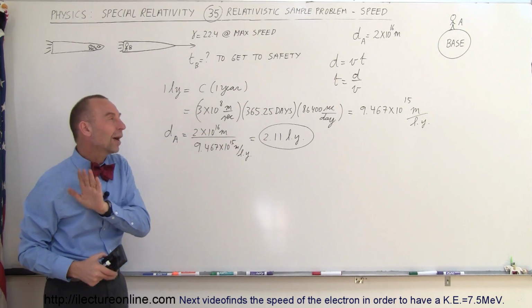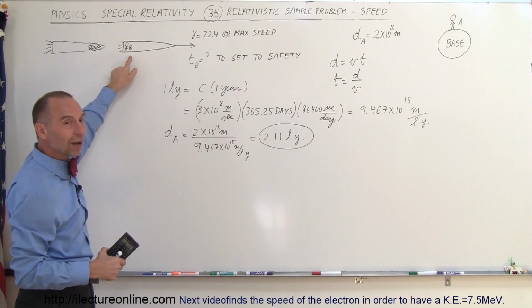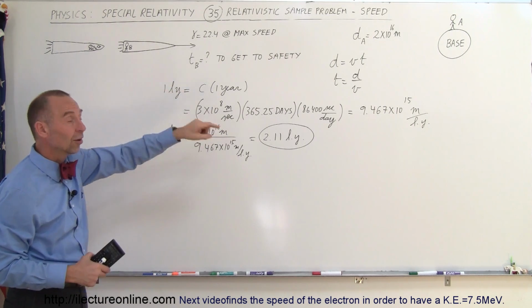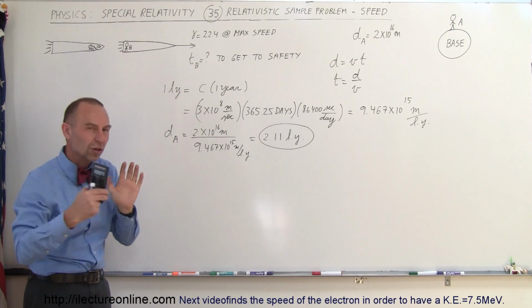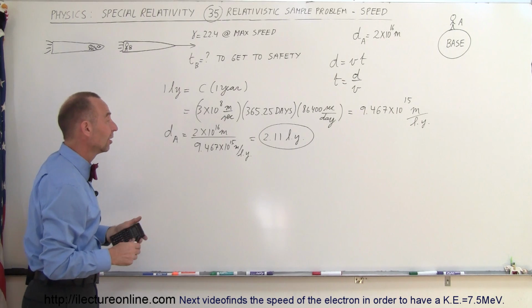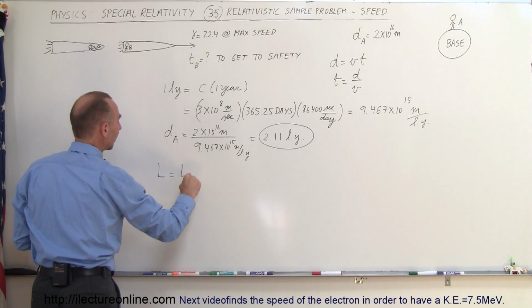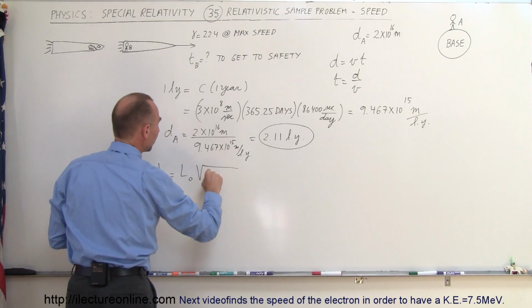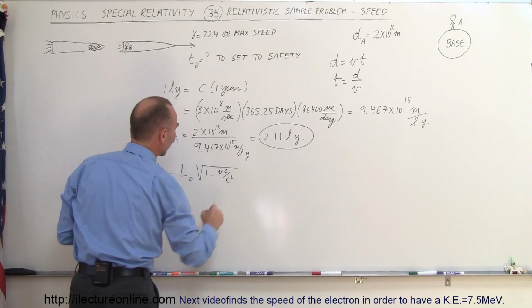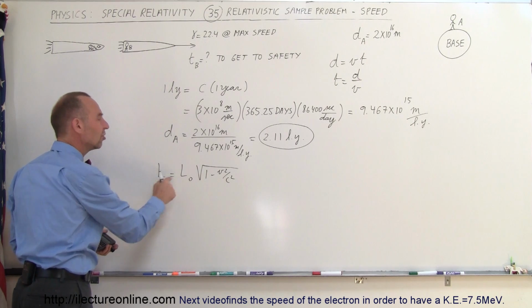But you say, not so fast, because in my reference frame, that distance isn't as far, because everything shrinks when you travel through space really fast. We know that the length is equal to L sub naught times the square root of 1 minus v squared over c squared. Now, which is L and which is L sub naught?